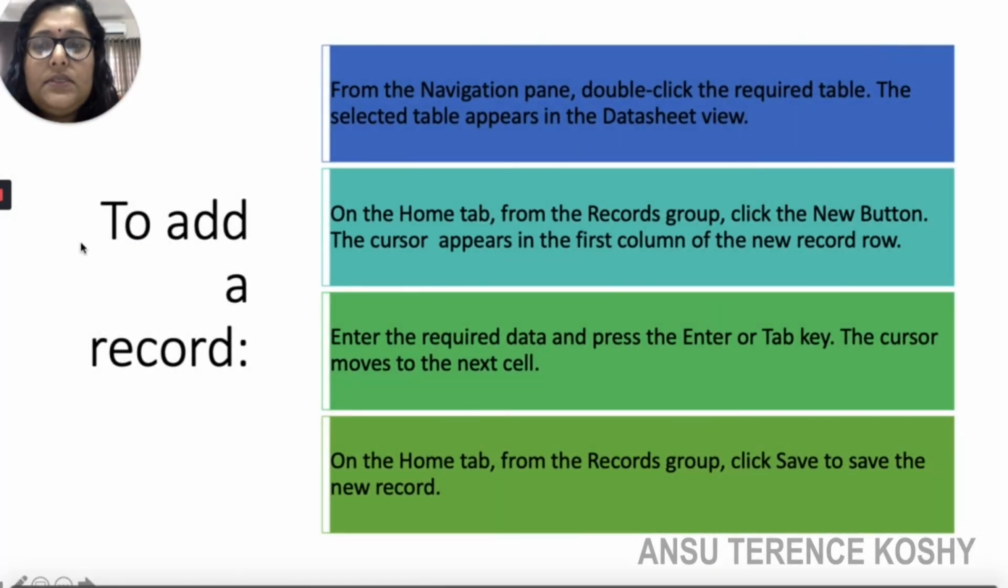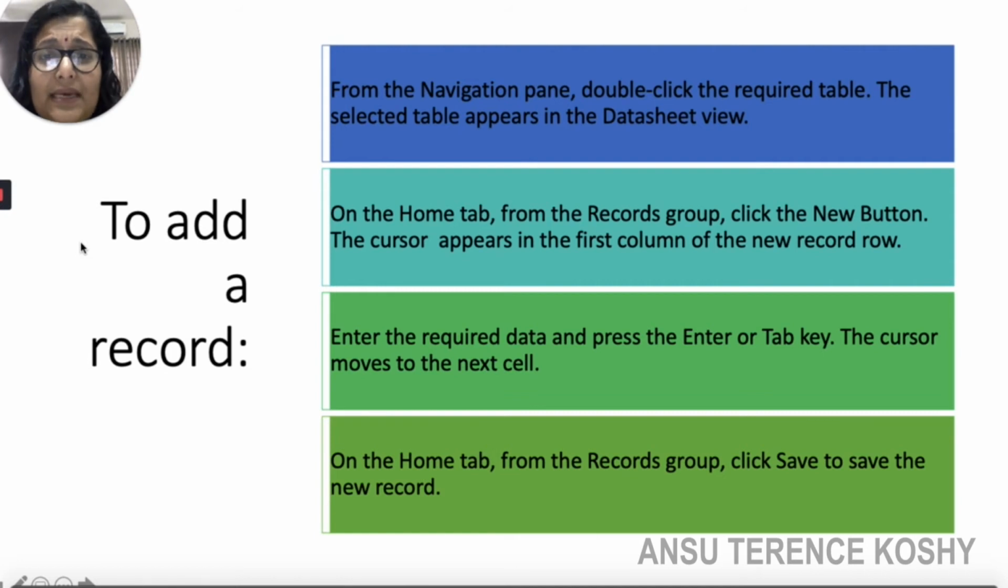Next, we need to discuss how to add a record. From the navigation pane, double-click the required table. The selected table appears in Datasheet view. I already told you it appears in the form of a datasheet like in Excel. The navigation pane will be on your left side, and you have to double-click the required table from it.